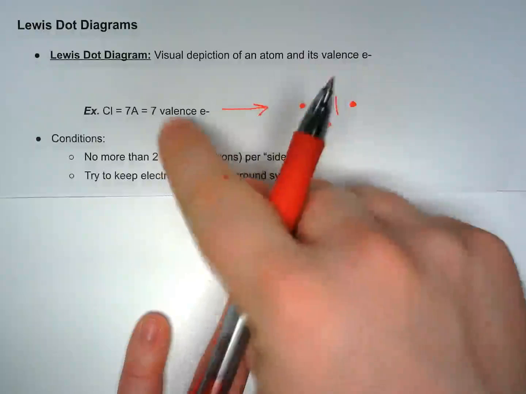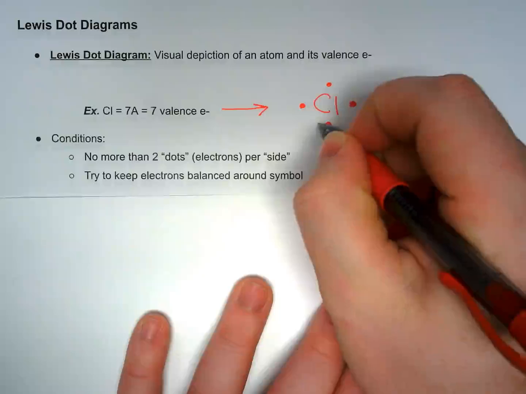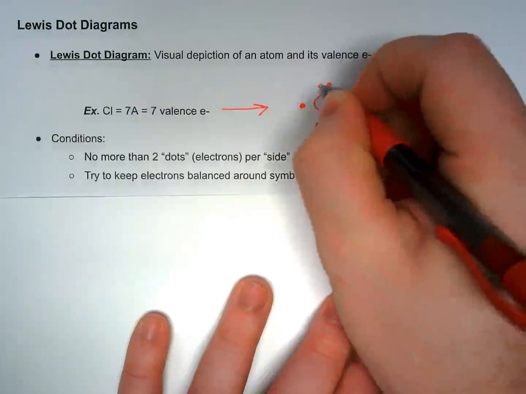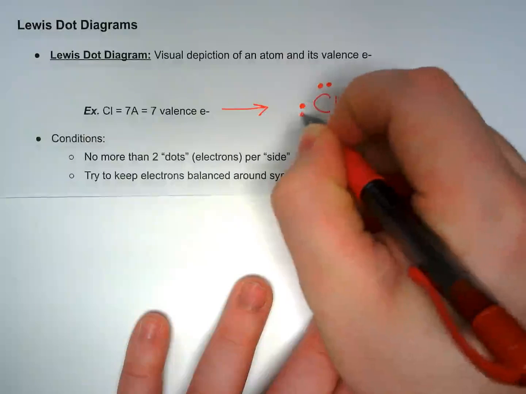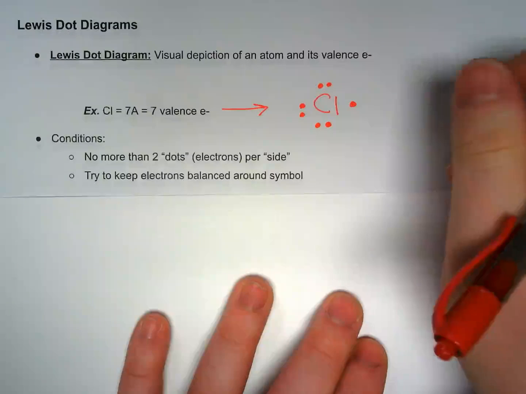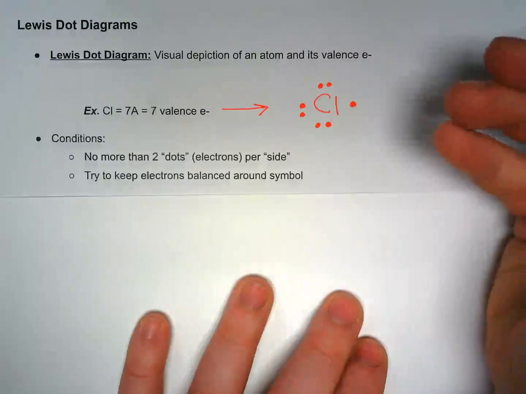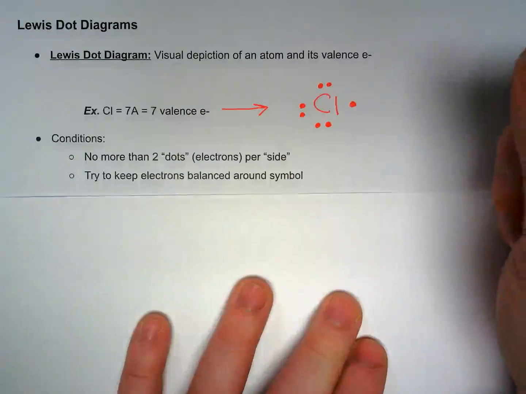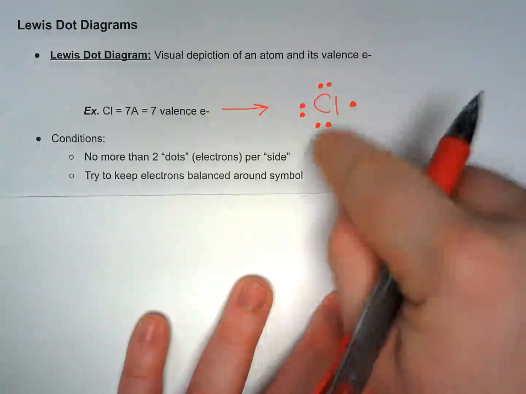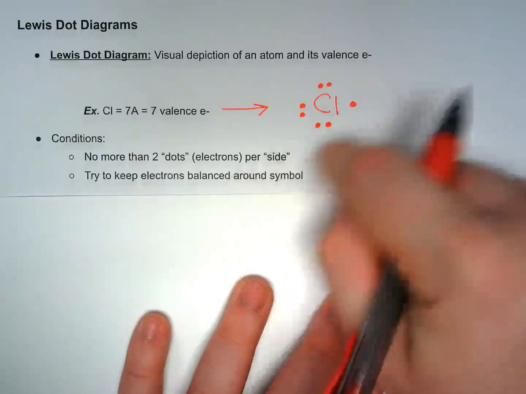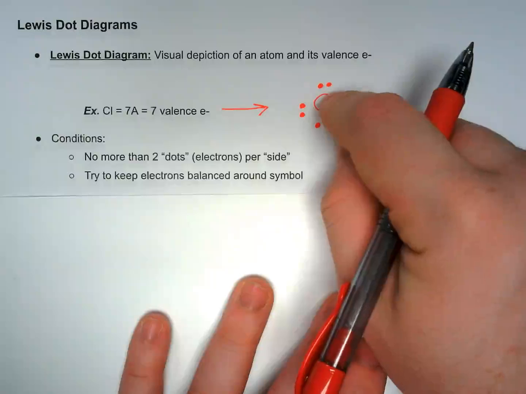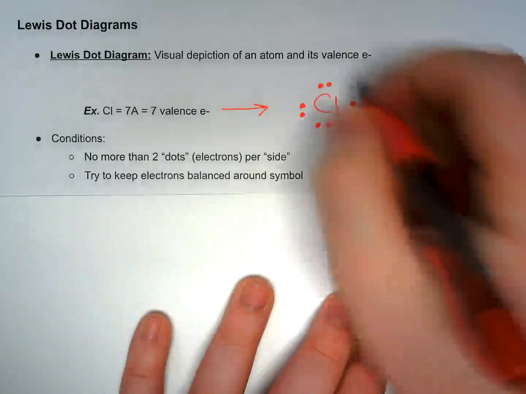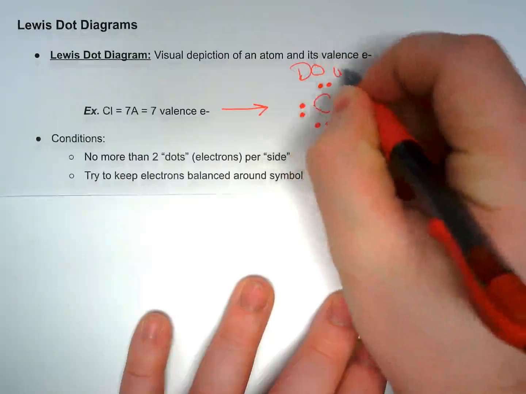But obviously we're not done here yet. So then I'm going to double up here, double up there, and then there's our last one there, because we can't hold any more, it's just that's all that chlorine has. So this is what we're talking about, that condition of keeping them balanced all around the chemical symbol. Here's what I do want.